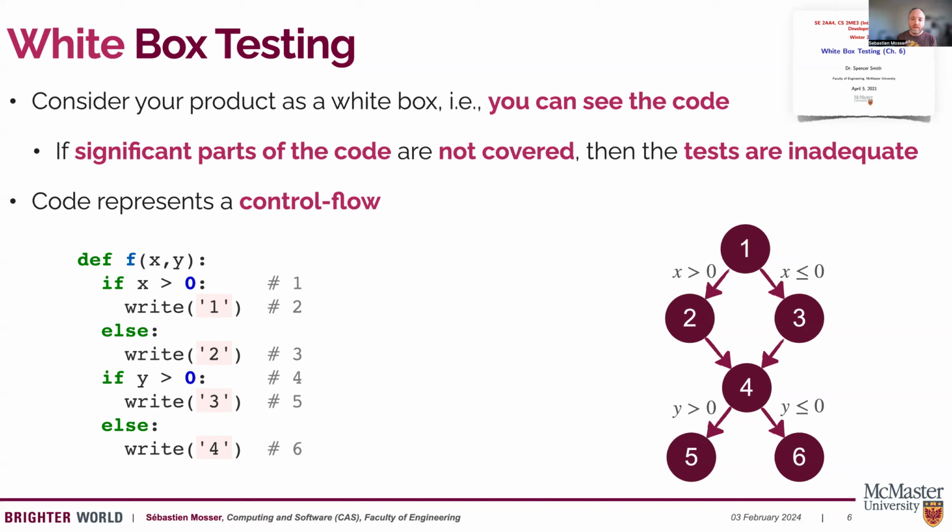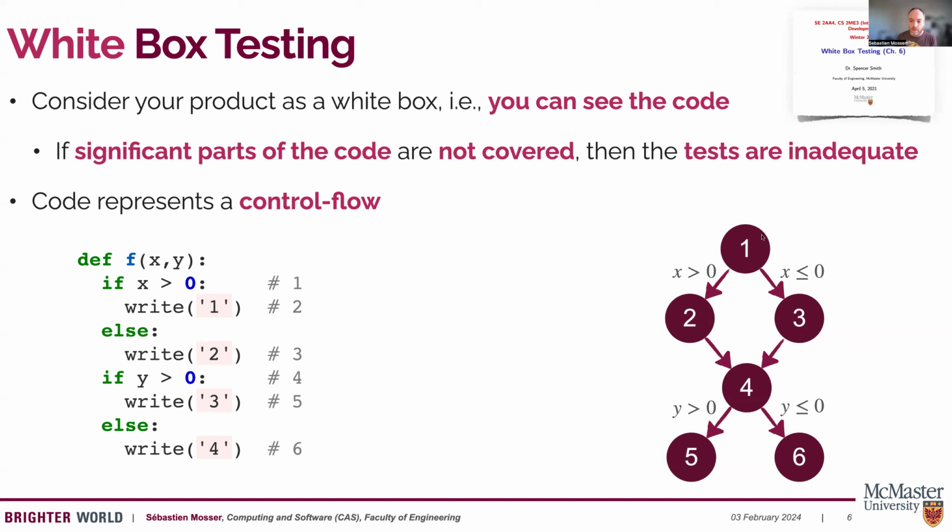So in this case, what we're usually doing is, for example, you see here on the left-hand side, that's code written in Python, but whatever. We're defining a function that takes x and y as input. If x greater than 0, write 1, else write 2. If y greater than 0, write 3, else write 4. This can actually be drawn as different execution states of my program.